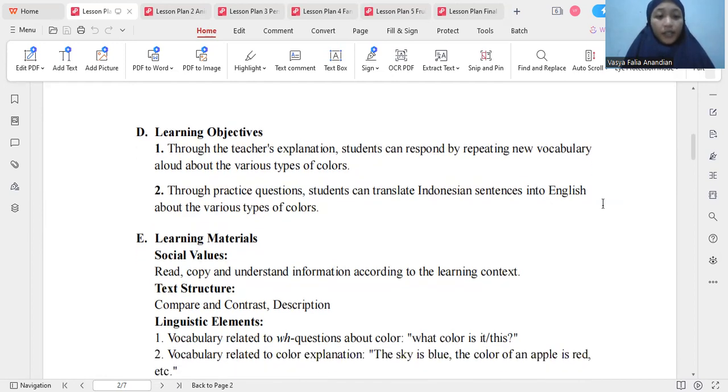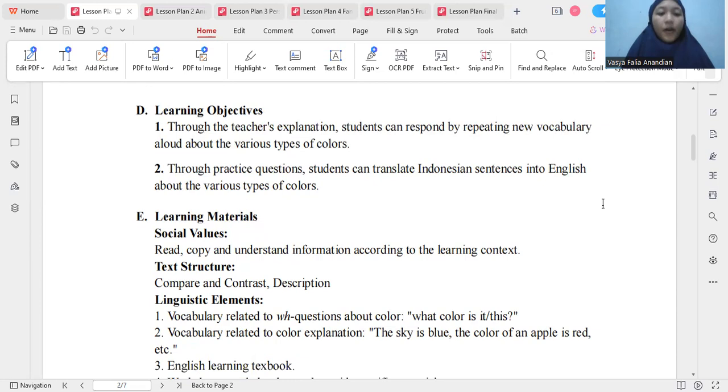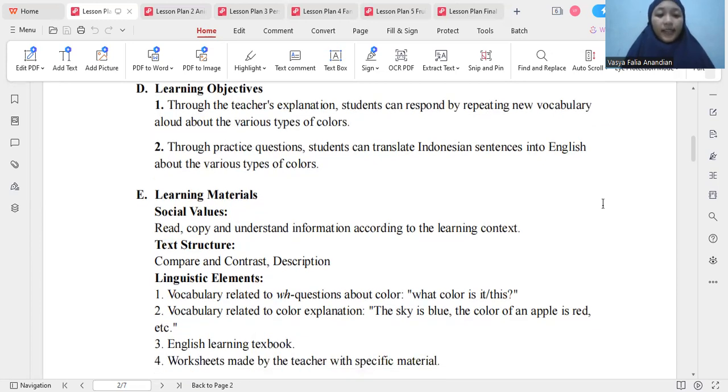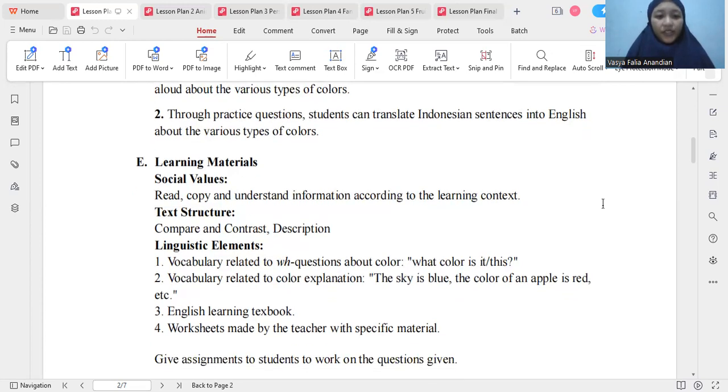The linguistic elements, first, vocabulary related to W and H question about colors. Example, what color is it or is this? Second, vocabulary related to color explanation. The sky is blue, the color of an apple is red, etc. Third, English learning textbook. Fourth, worksheets made by the teacher with specific materials.